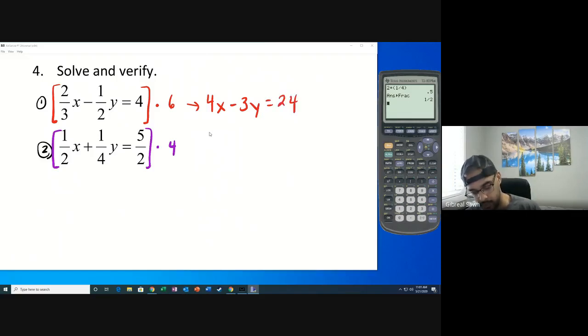Now in purple, for our second equation, multiply things by 4. So 1/2 times 4 is 2. So 2x plus 1y is equal to 10. I'm just going to double check, and I'll show you how to put them in case you need to. So if you're going to try to do the fractions, put them in brackets. So 5 over 2, multiply it by 4. You get 10. 1/4 times 4, half times 4. Everything looks good to me.